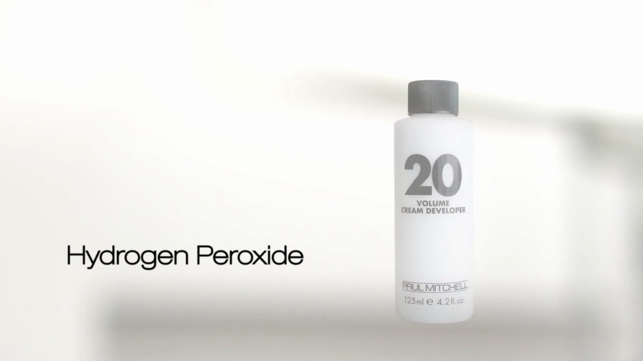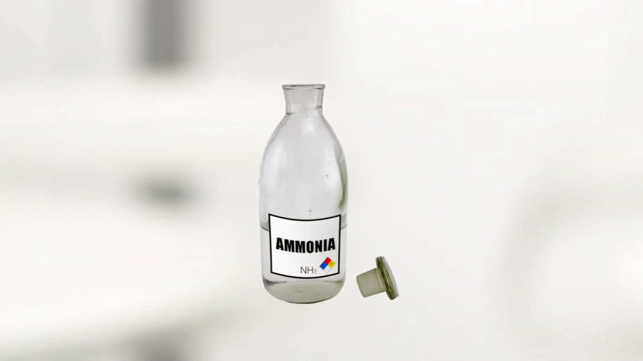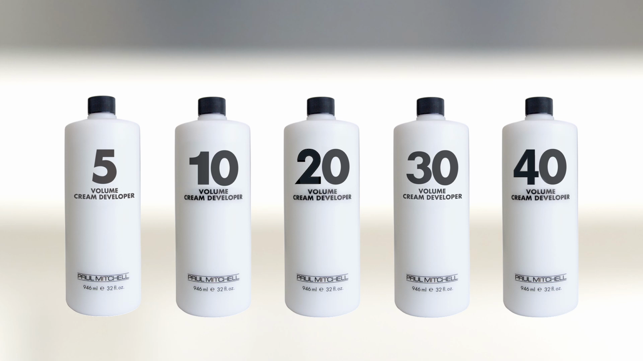Hydrogen peroxide. One vital and often misunderstood ingredient used in creating artificial hair color is hydrogen peroxide, which is a combination of water and oxygen. When mixed with ammonia, it generates oxidation. The volume of hydrogen peroxide varies and is chosen for its ability to control lift and coverage. It is important to understand the difference between volume of hydrogen peroxide and percent. The words are mistakenly used interchangeably.